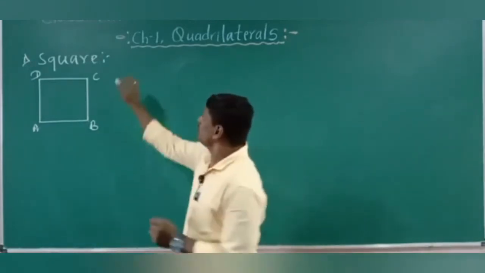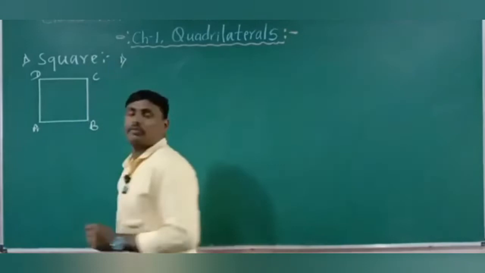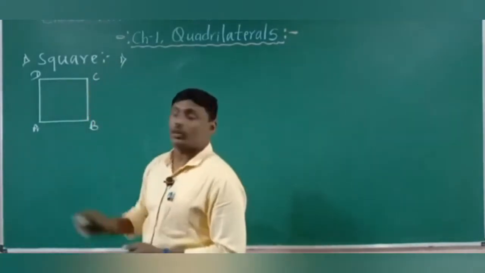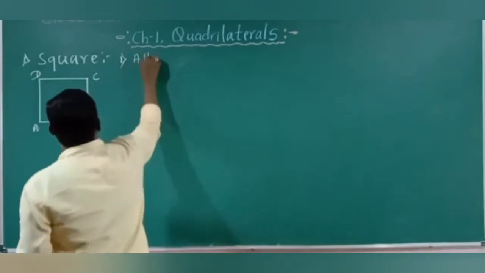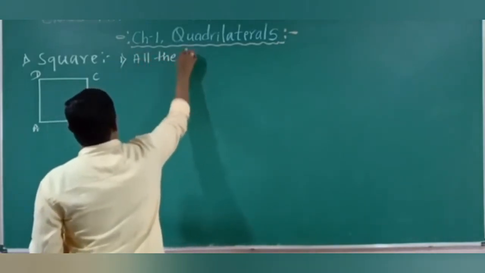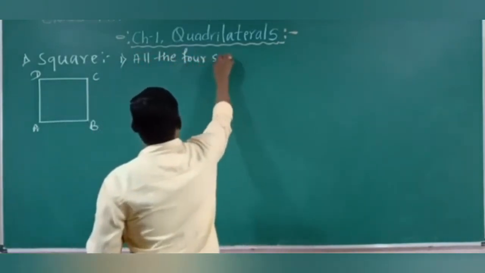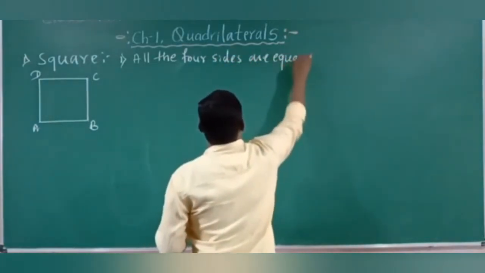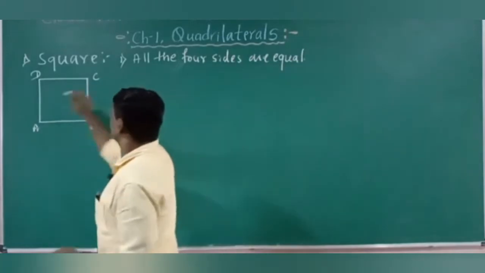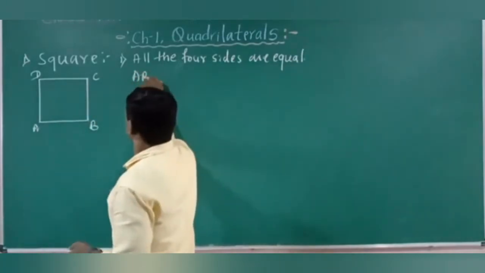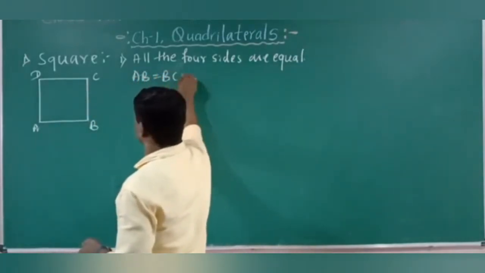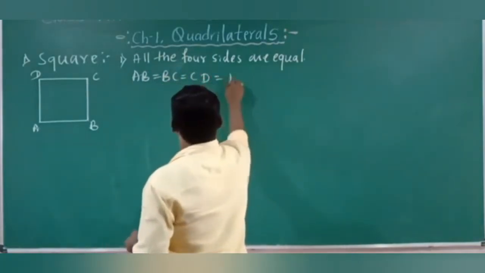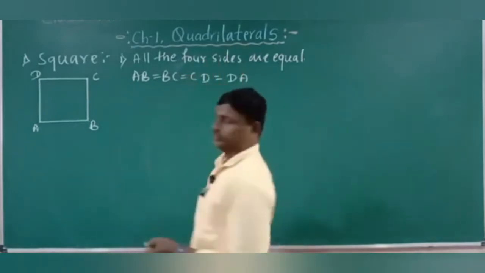Right? So, write one by one properties. First property of the square. All the 4 sides are equal. So what are the 4 sides here? The length of AB is equal to BC, BC is equal to CD, CD is equal to DA.